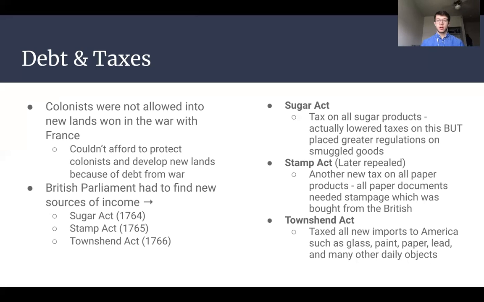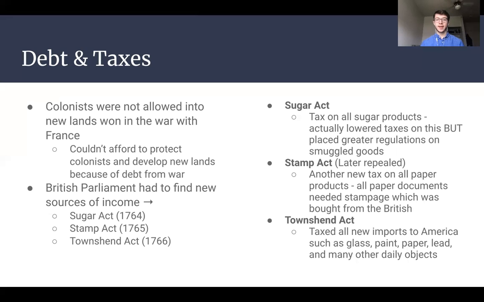This tax was on all paper products. So all paper documents needed a stamp, which was bought from the British. So, for example, if you wanted to turn in an assignment and I were like British Parliament, I would require an ink stamp on it to know that it is official. So out of your pocket, you would pay me 1 cent each time you wanted to turn in an assignment, which the colonists thought was completely unfair.